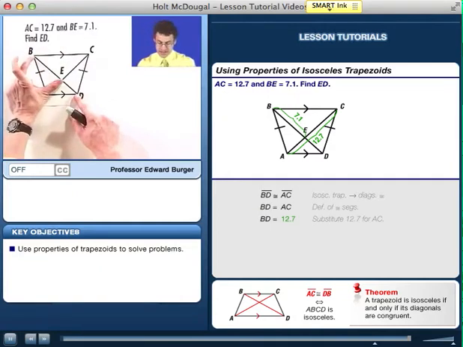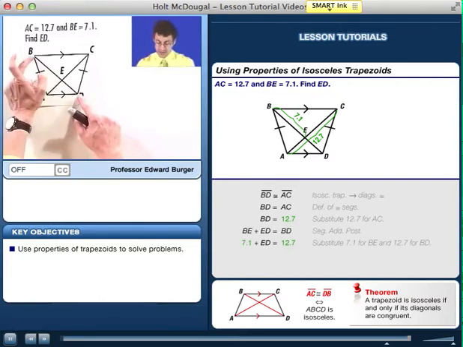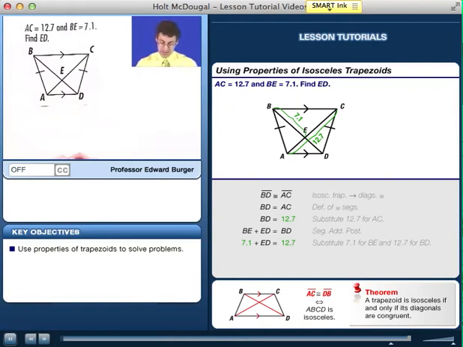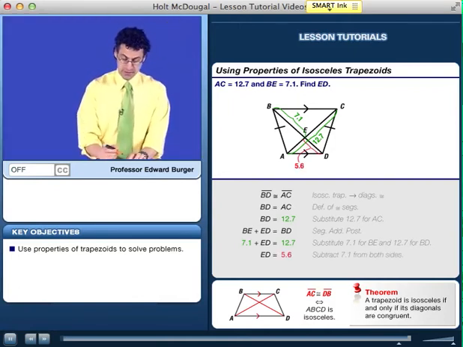And since I know that this length is given to be 7.1, finding this length is pretty easy. It's just a subtraction question. It's 12.7 minus 7.1, and that leaves a mere 5.6 as the length of ED.